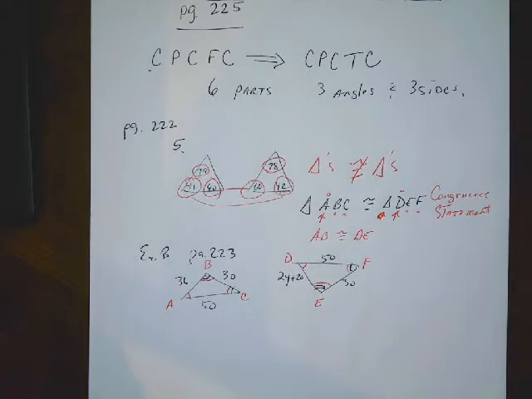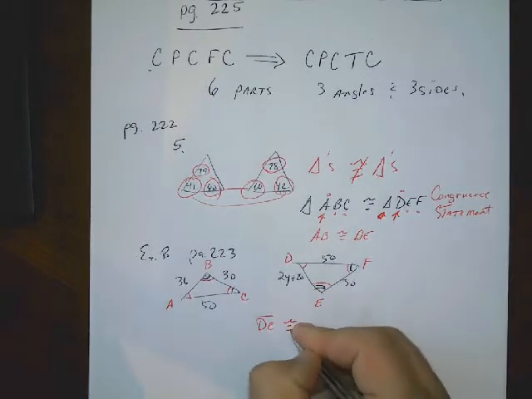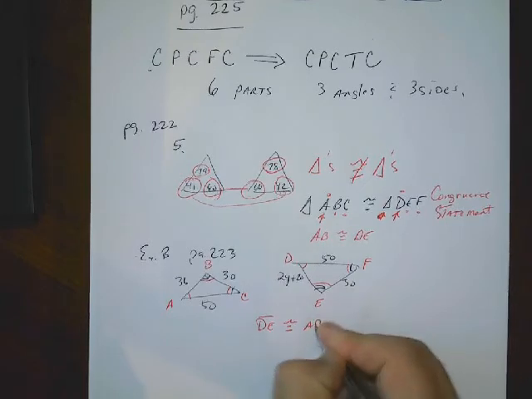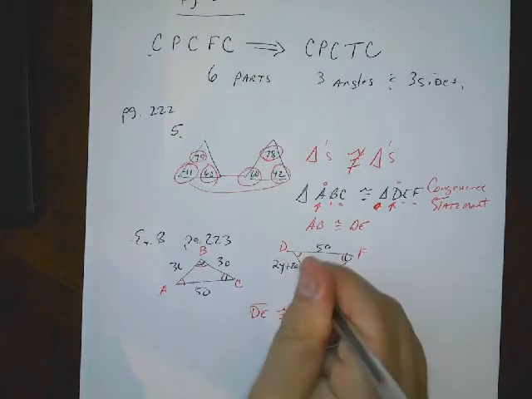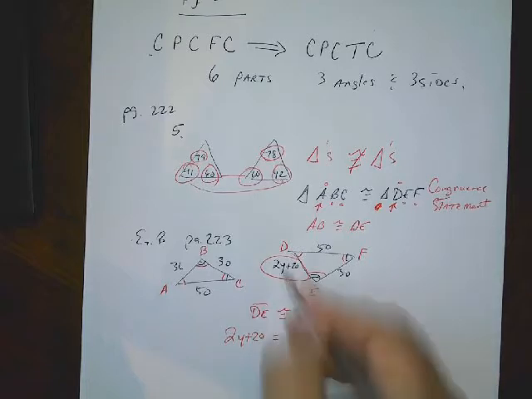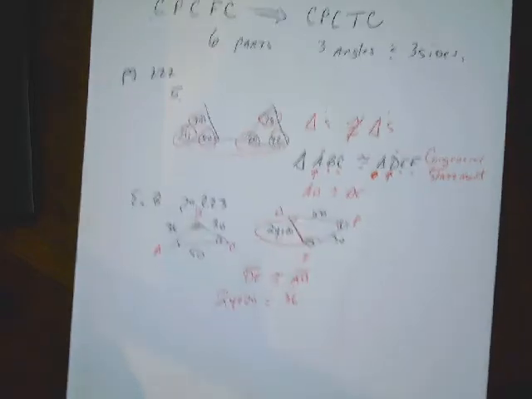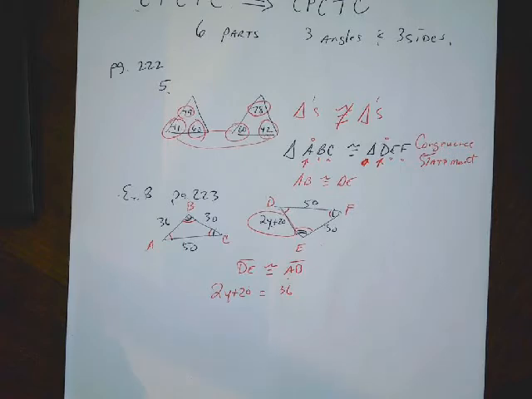So DE corresponds to AB. This is very important. DE corresponds to AB. That means they have to be congruent. So DE, which is 2y plus 20, has to be equal to AB, which is 36. Now I can solve for y.